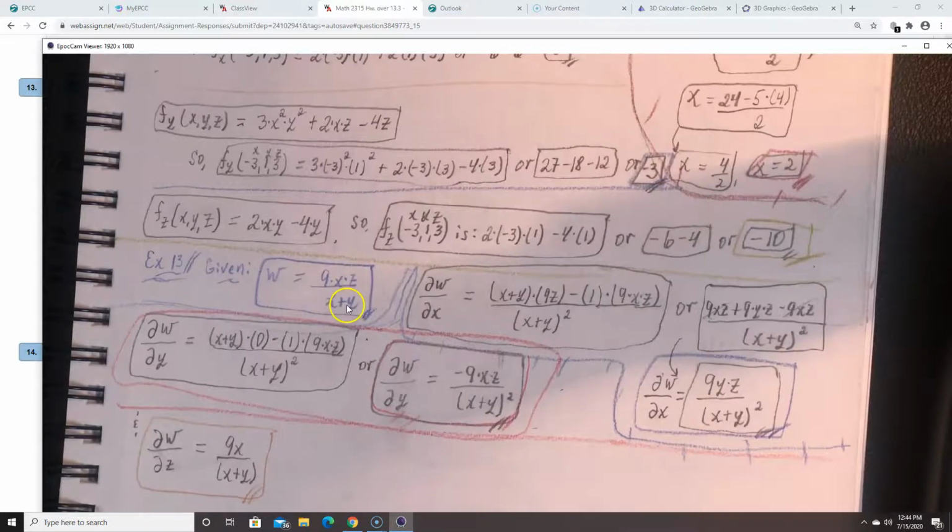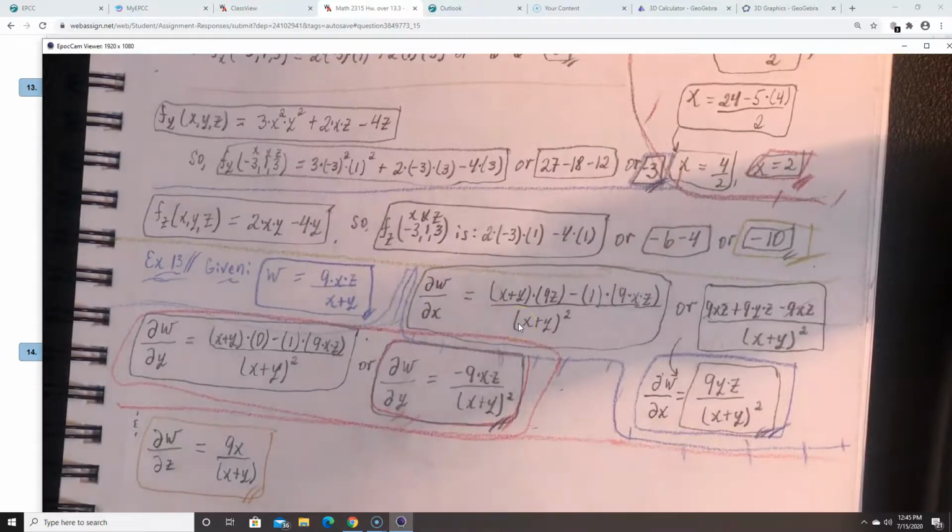Plus, this is separate, what's the derivative of y? y is considered a constant here. It's fixed, it's frozen. And the derivative of a constant by itself is 0, so right here you get 1 plus 0, which you don't have to write the plus 0. So I just wrote 1, times the original numerator, which is the 9xz. So there is the quotient rule.